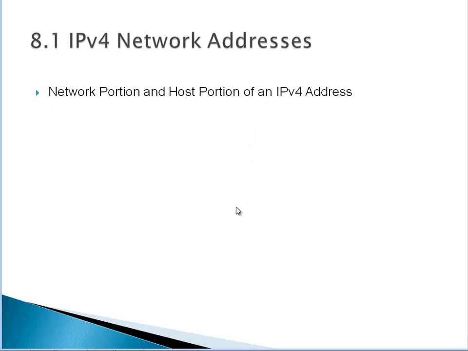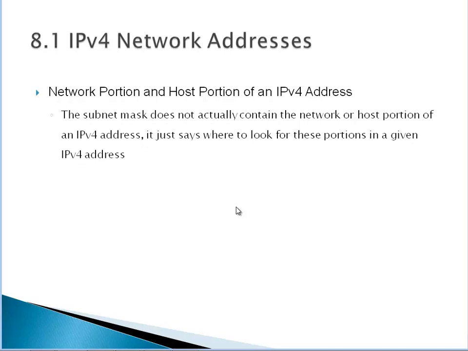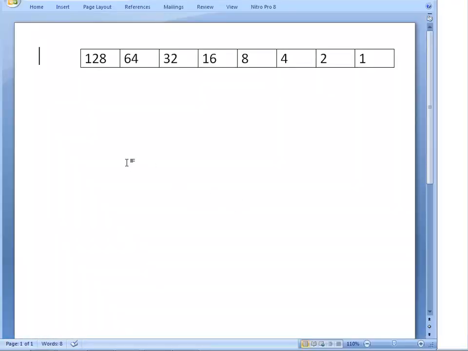Network portion and host portion of IPv4. The subnet mask does not actually contain the network or host portion of an IP address. It just says where to look for this portion in an IP address. Okay, so let's have a look. If we have, for example, an IP address 192.168.100.50, this is an IPv4 address.